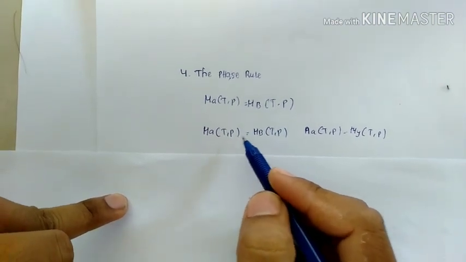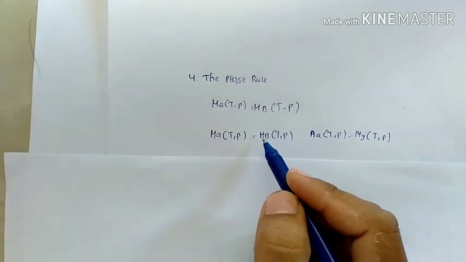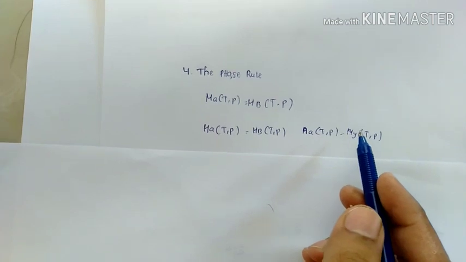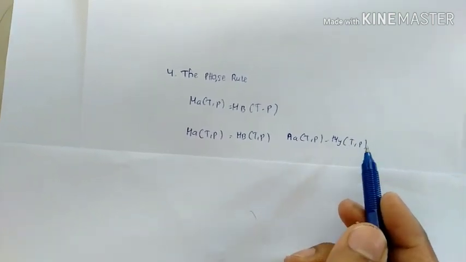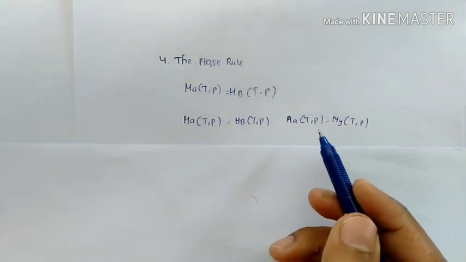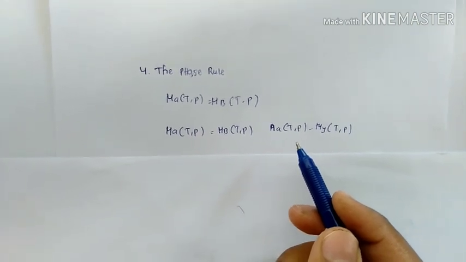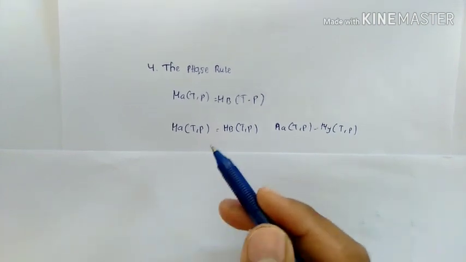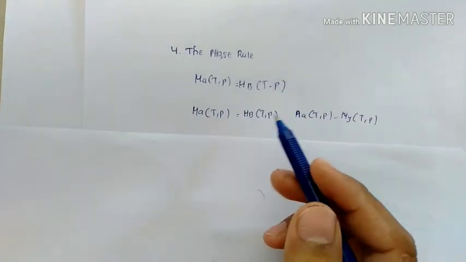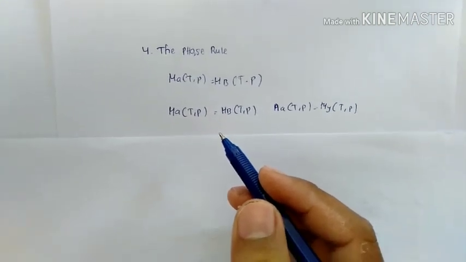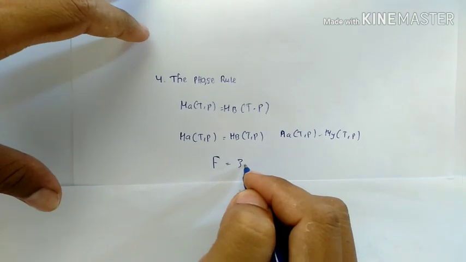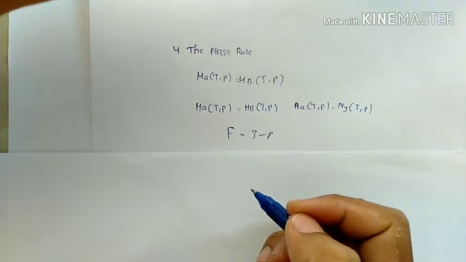If three phases are present, two relations exist between T and P: μ_A(T,P) equals μ_B(T,P) and μ_A(T,P) equals μ_C(T,P). These two relations determine T and P completely. No other information is necessary for the description of the state of the system. Such a system is invariant, has no degrees of freedom. The table suggests a rule relating the number of degrees of freedom F to the number of phases P present: F equals 3 minus P, which is the phase rule for a one component system.